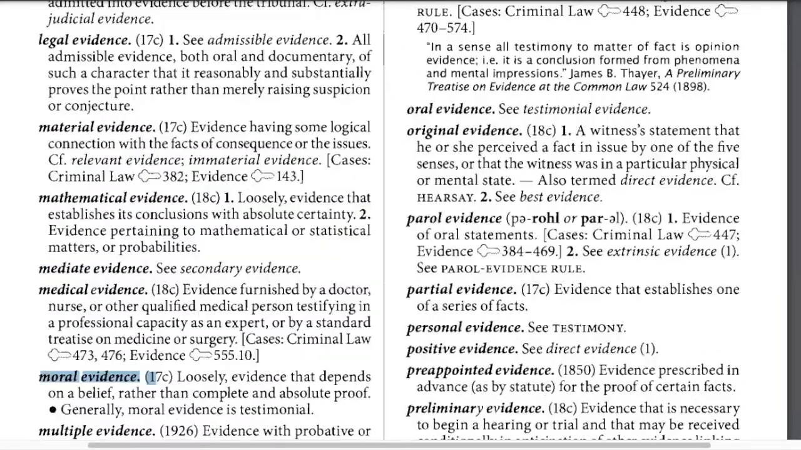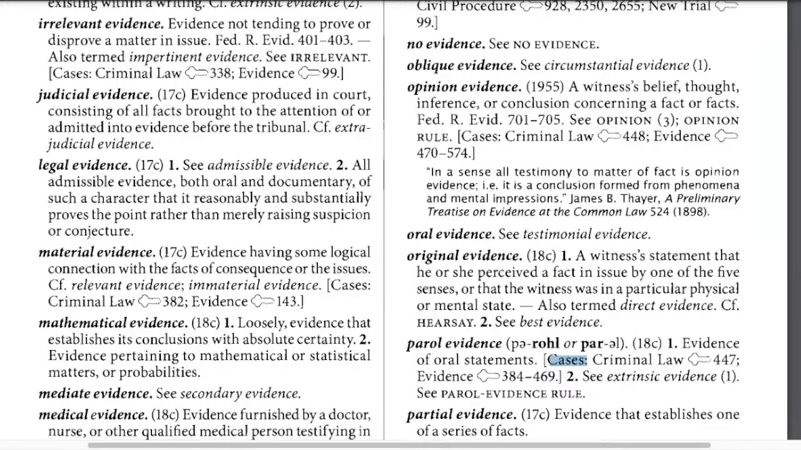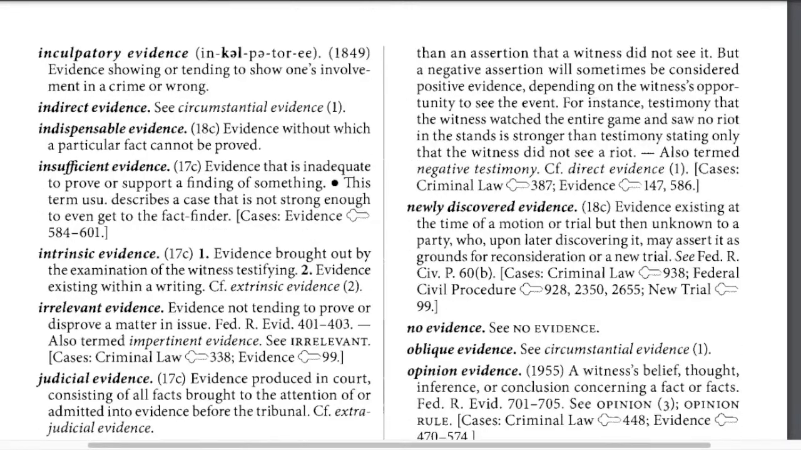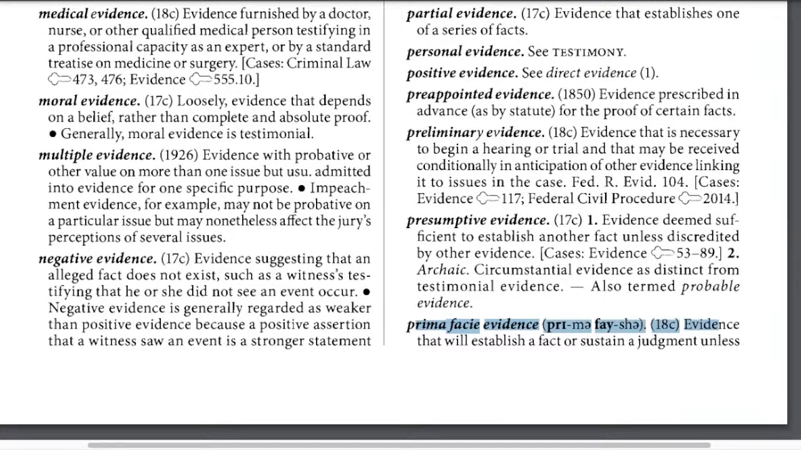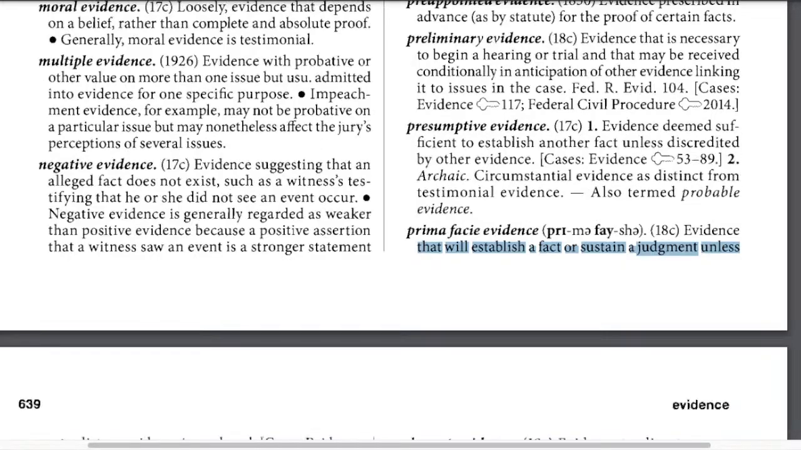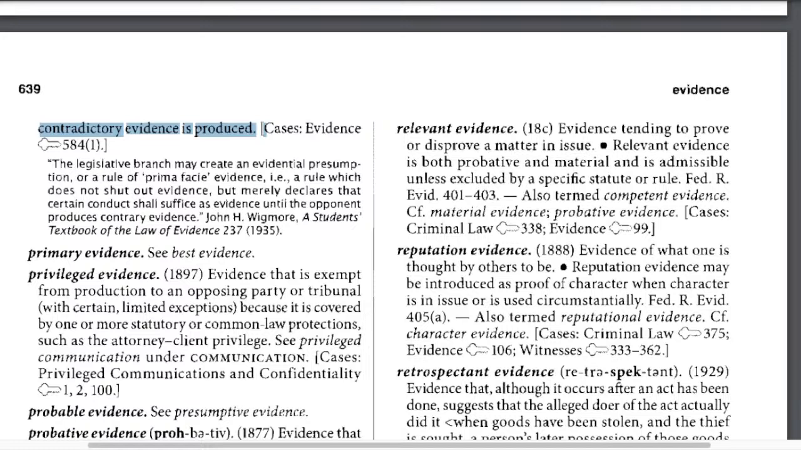Negative evidence. Well, there's going to be quite a bit here. Parole evidence is evidence of oral statements. Cases, criminal law, evidentiary rule. Let's see what else we have here. Prima facie evidence, 18th century: evidence that will establish a fact or sustain a judgment unless contradictory evidence is produced. The legislative branch may create an evidential presumption or a rule of prima facie evidence. An example: a rule which does not shut out evidence but merely declares that certain conduct shall suffice as evidence until the opponent produces contrary evidence.